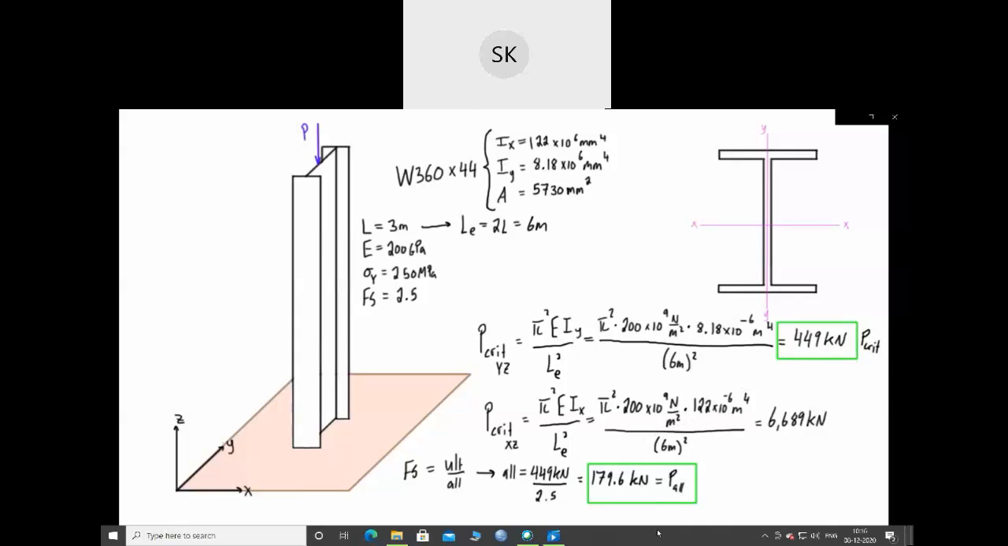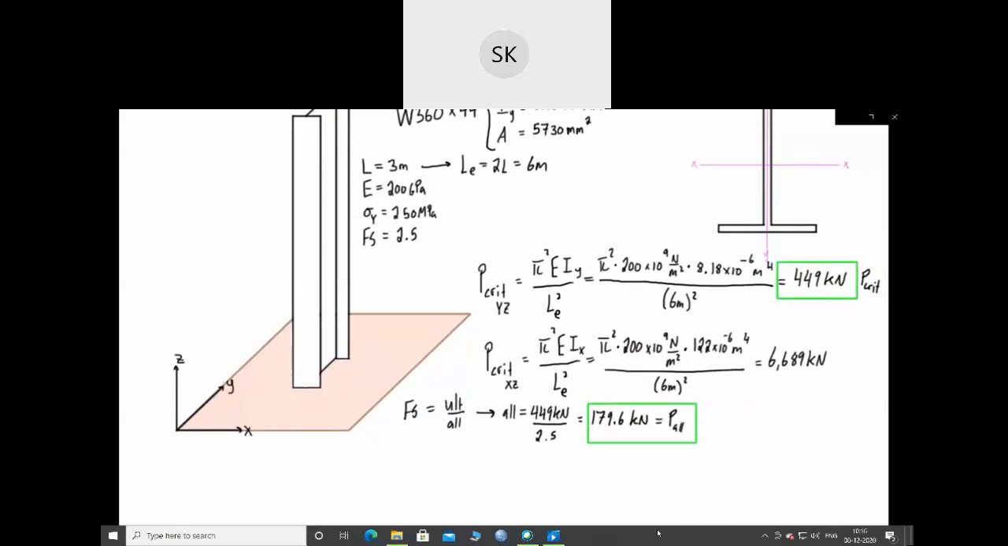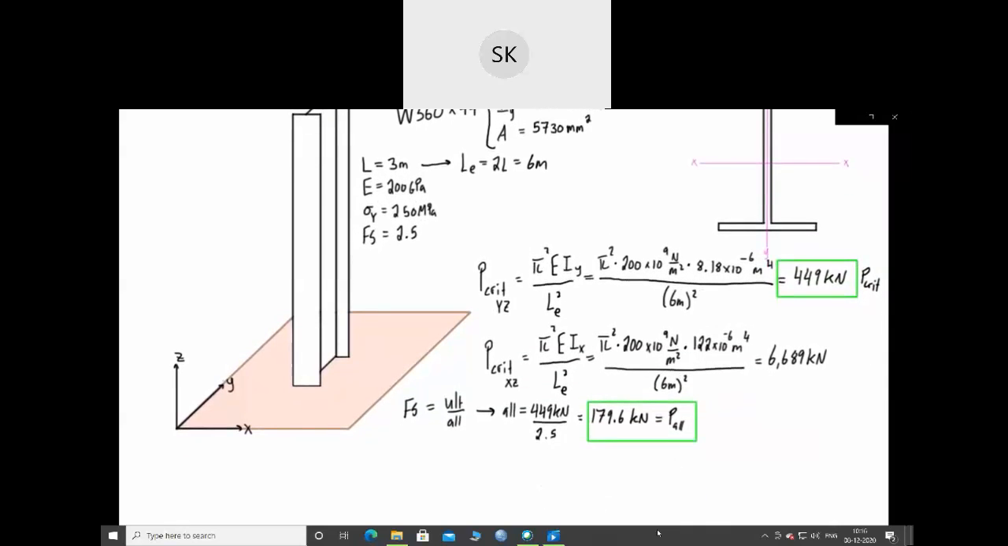One other thing that we should do is check that this column is not going to yield before it buckles. It's a pretty fast check. We have our yield stress, which is equal to 250 megapascals, but the stress is also equal to force over area, and this is the force that is going to cause us to get yielding. So that's what we're looking for here. So P is going to be equal to 250 megapascals, which is 250 times 10 to the 6 newtons per meter squared, times our area.